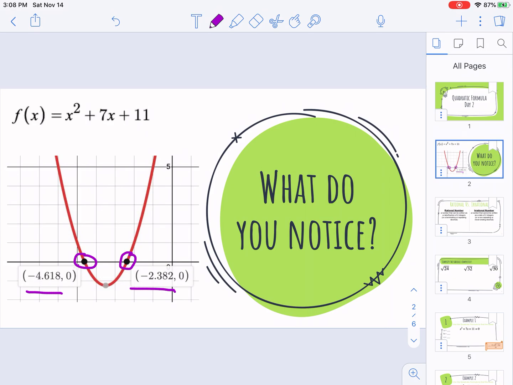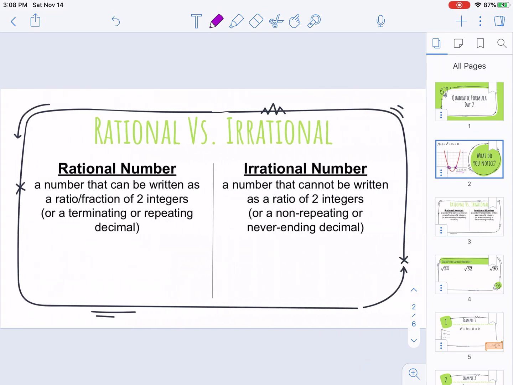So if I want to find the exact solution to a quadratic equation, we can use the quadratic formula. When we factor and solve for our roots for quadratic equations, we can only factor when we have fraction answers or integer values. The quadratic formula can be used for all types of answers. That brings us to the difference between rational and irrational numbers.